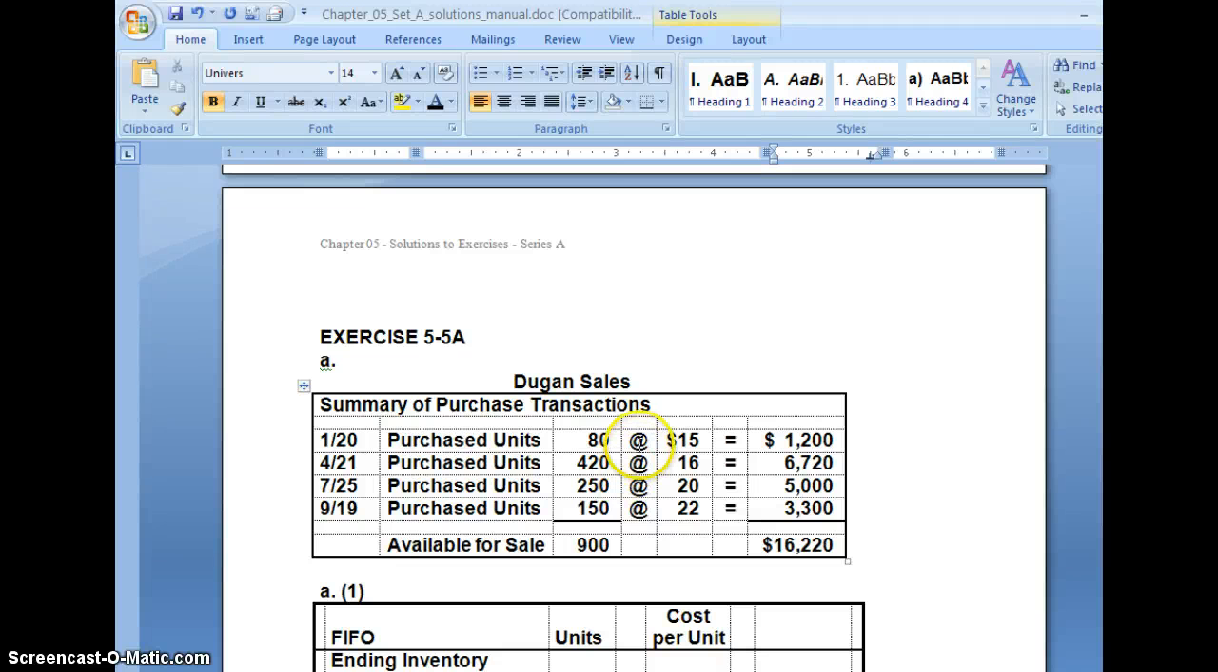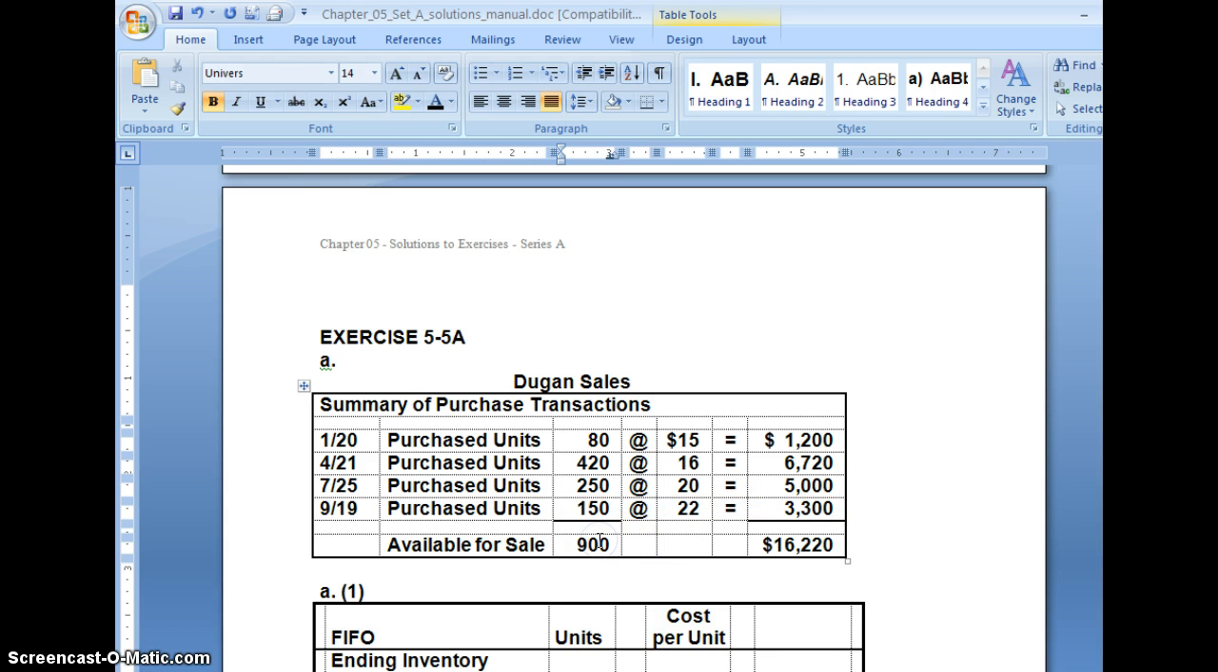Now we're going to look at 5. It doesn't look like there was any beginning inventory. 80 units, 420 units, 250 units, 150 units at $15, $16, $20, $22, and of course the dates they were purchased. And these are the 4 different inventory layers. Layer 1, Layer 2, Layer 3, Layer 4.